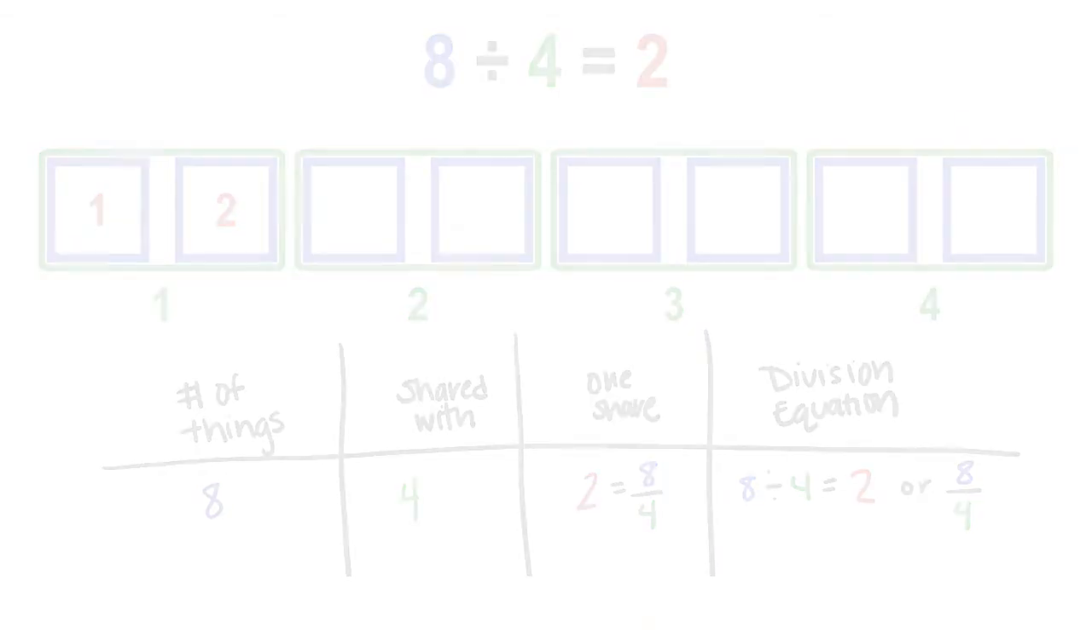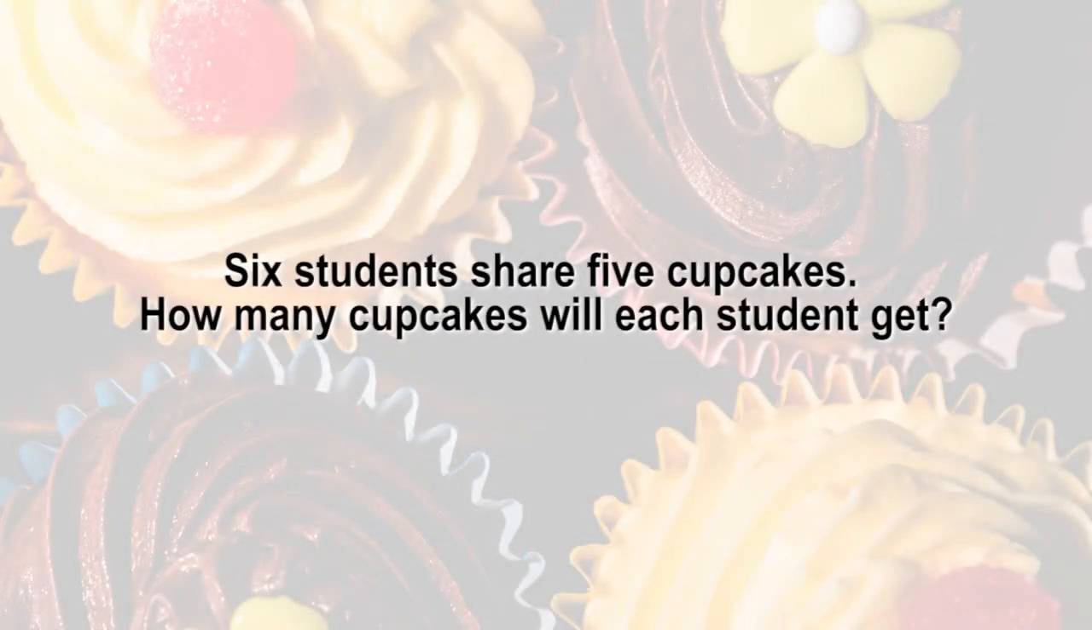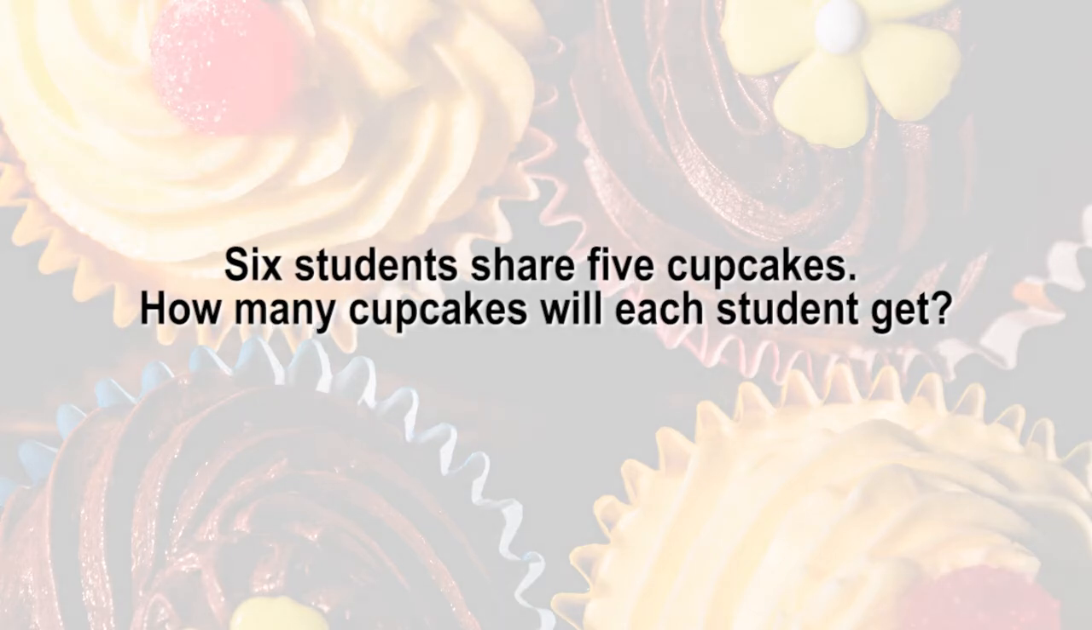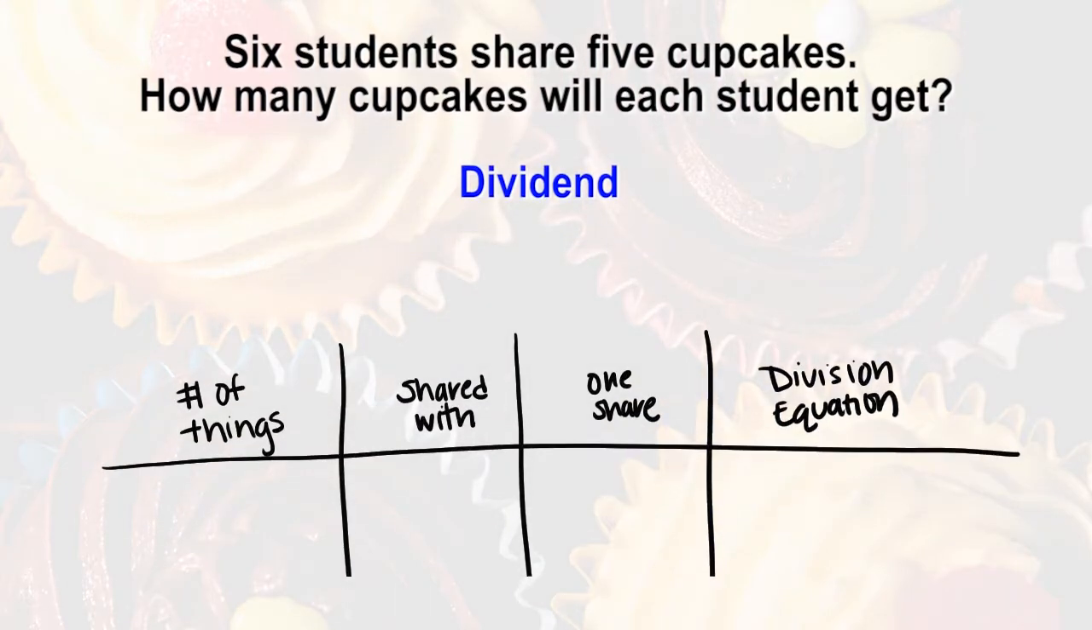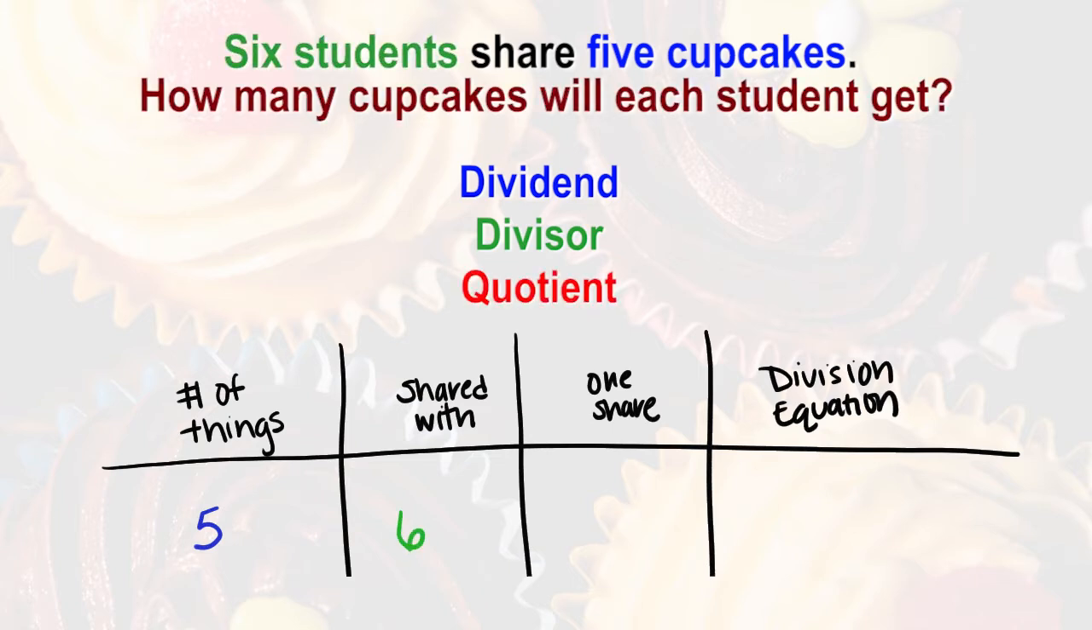Let's look at another problem. 6 students share 5 cupcakes. How many cupcakes will each student get? The dividend, or number of things to be shared, is the 5 cupcakes. The divisor, or the amount shared with, is the 6 students. The quotient, or the 1 share, is the dividend over the divisor, or 5/6. The division equation would be the dividend, 5, divided by the divisor, 6, equals 5/6.